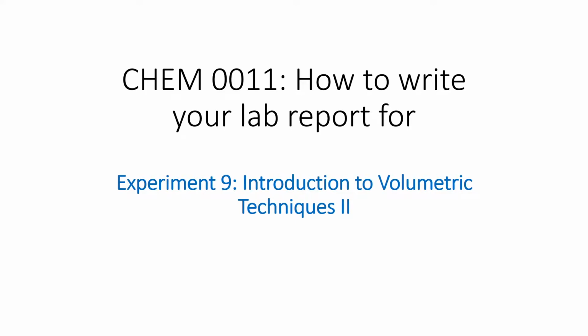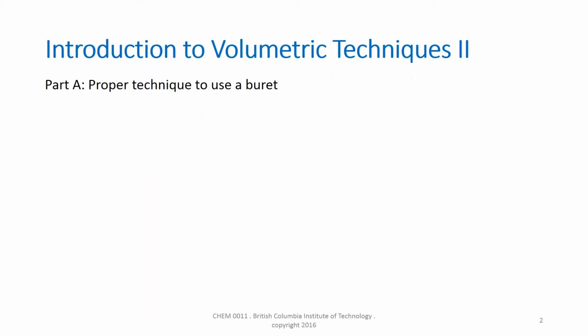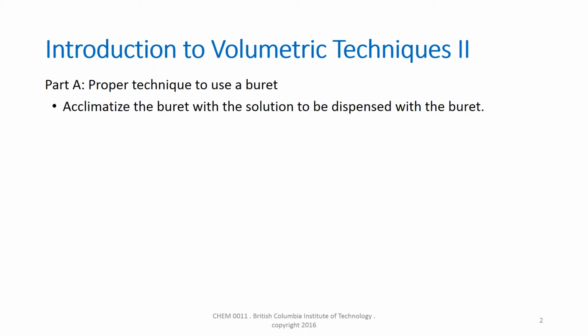Welcome to the video on how to write your lab report for Experiment 9, Introduction to Volumetric Techniques II. In Part A of the experiment, you will learn the proper techniques of using a burette. First, the burette is acclimatized using the solution that the burette is dispensing. Fill the burette close to the 0 milliliter mark with this solution.